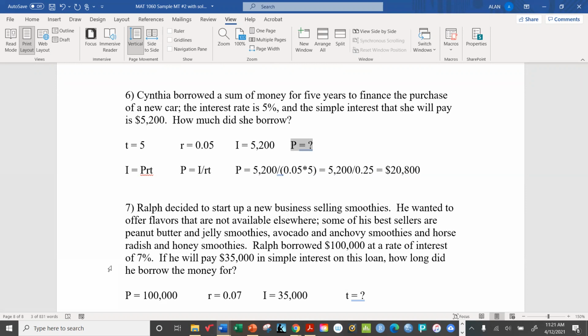So imagine yourself running across to get to your class, and all of a sudden there's a smoothie stand there, and you can gulp down a horseradish and honey smoothie on the way into class. That would be nice, wouldn't it?